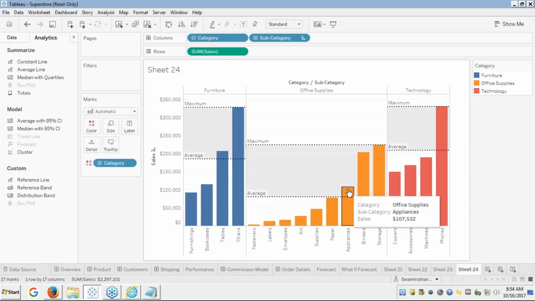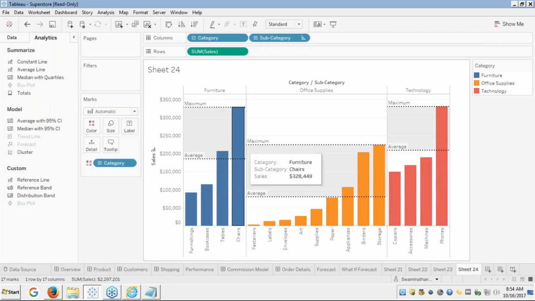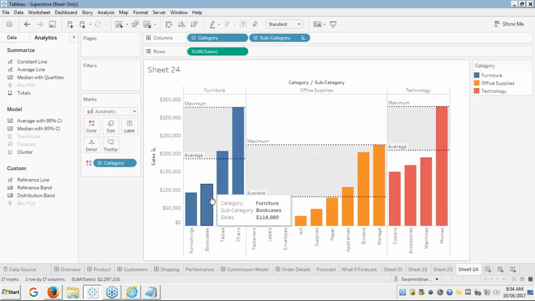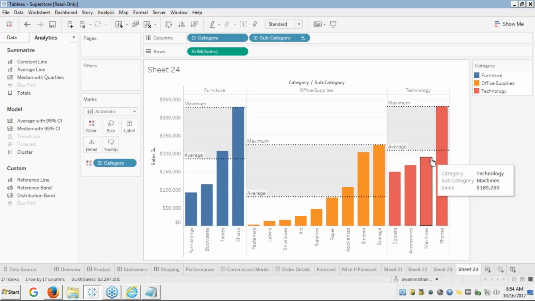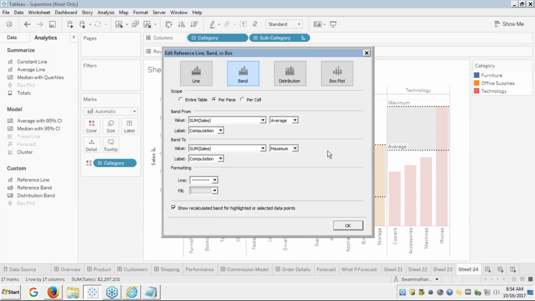See here, for these categories, appliances, binders and storage are above average. They are doing good sales. Similarly, chairs and tables are doing good. Furnishings and bookcases are the lowest ones, which are not even doing average sales. This information is crucial for me to take some business decisions. Unless I have a reference band for that, I won't be able to see that. So this is what we are able to see.